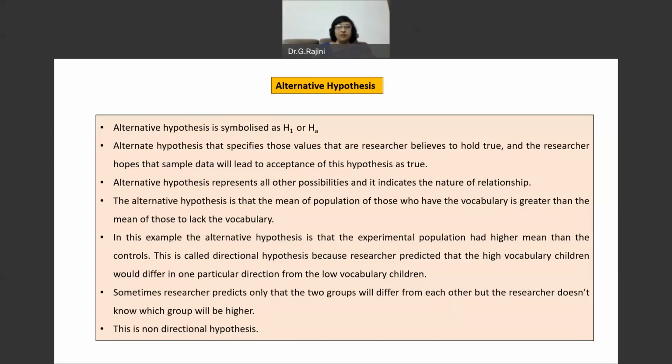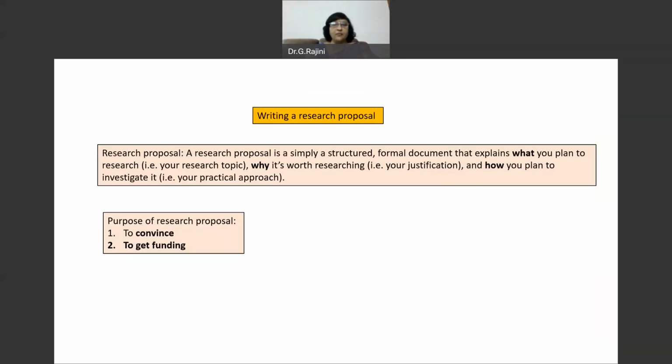Okay, here we have an example. The experimental population had a higher mean than the controls. This is called a directional hypothesis, where it is predicted that high vocabulary children differ in one particular direction from the lower vocabulary children. So you compare whether they are higher or lower. But if you simply state that they are not different, then it is a non-directional hypothesis. Okay, so that's all about the formulation of hypothesis.